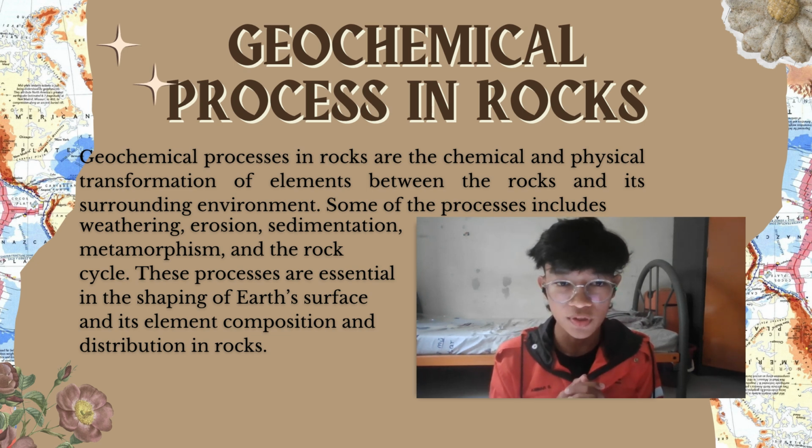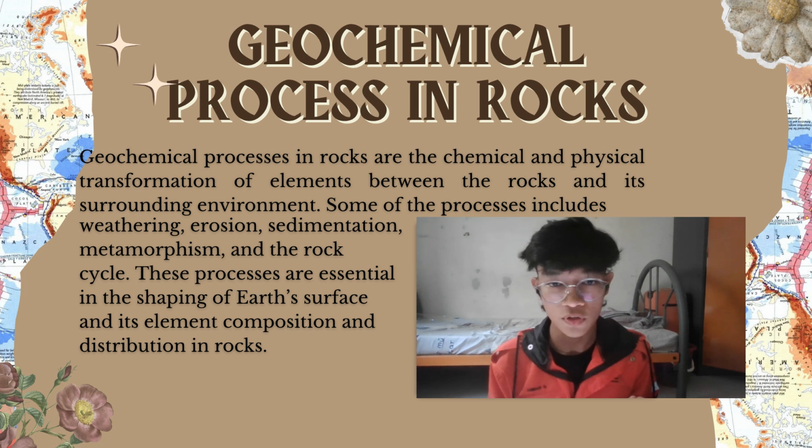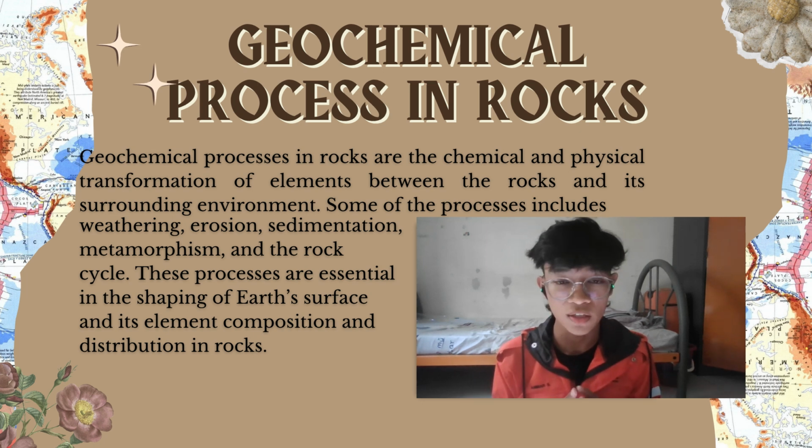These geochemical processes are essential for shaping the Earth's surface. They also control how elements are distributed and recycled in rocks. Without them, the landscape around us and even the resources we rely on wouldn't exist in the same way. In short, geochemical processes are a key part of Earth's dynamic system. They help us understand how rocks change and how the planet evolves over time.